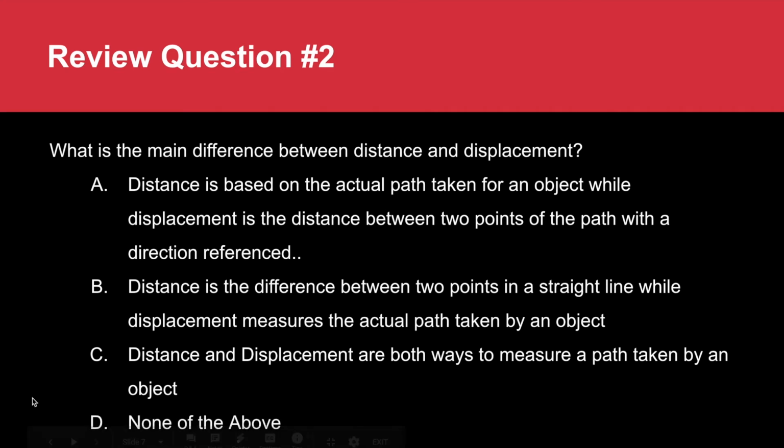All right, so C is definitely not it. Are both ways to measure a path taken by an object? No. B, distance is the difference between 2 points in a straight line, while displacement measures the actual path. No. So C and B can be eliminated, and our answer should be A.